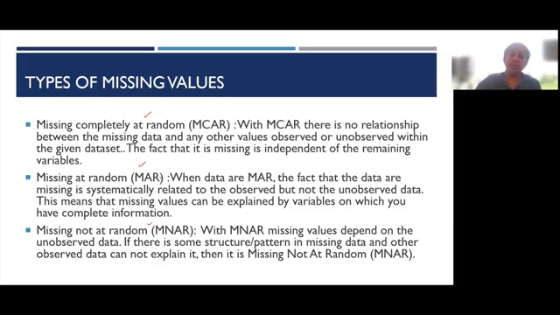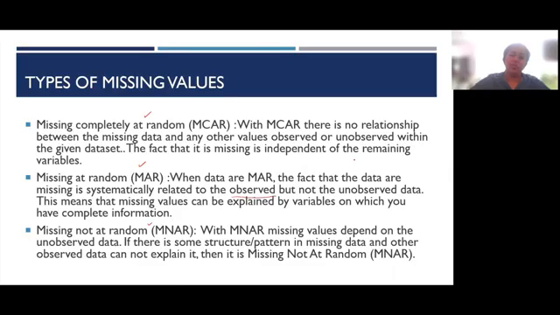So missing at random. When data are MAR, the fact that the data are missing is systematically related to the observed, but not to the unobserved data. This means missing values can be explained by variables on which you have complete information. So can be explained in the sense you can't really predict it.